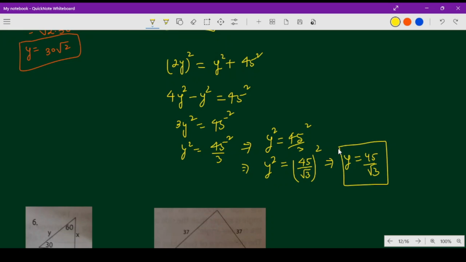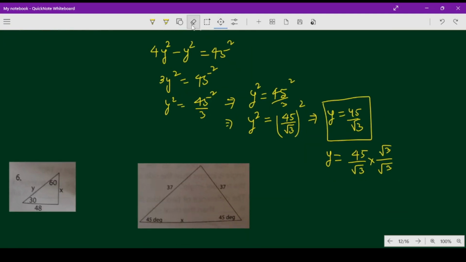This is also our answer, but as the denominator is irrational, we can rationalize it by rationalizing both numerator and denominator. So 45 by root 3 is there. We can multiply by root 3 and divide by root 3. That is going to give us y is equal to 45 times root 3 over 3. Now this 45 is getting cancelled by 3 as 15. So the value of y is 15 root 3, and then the value of x is 2 times of that.